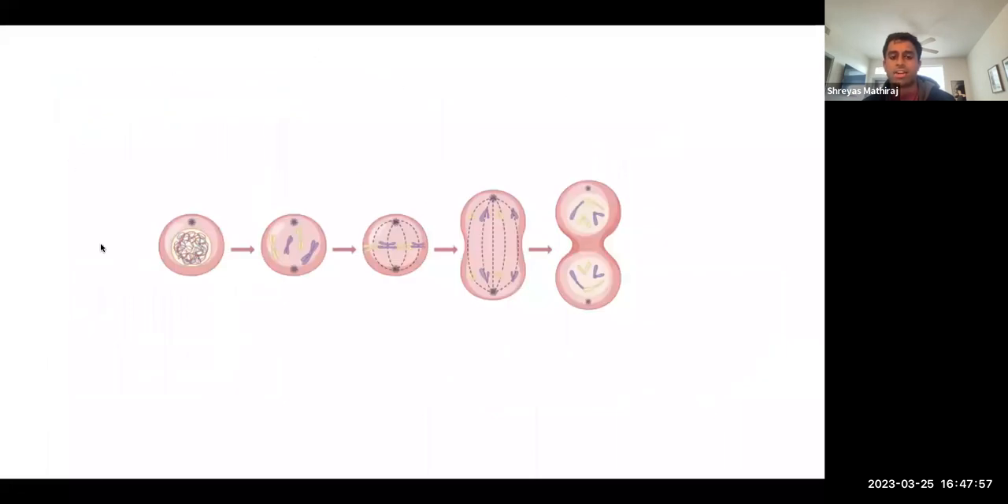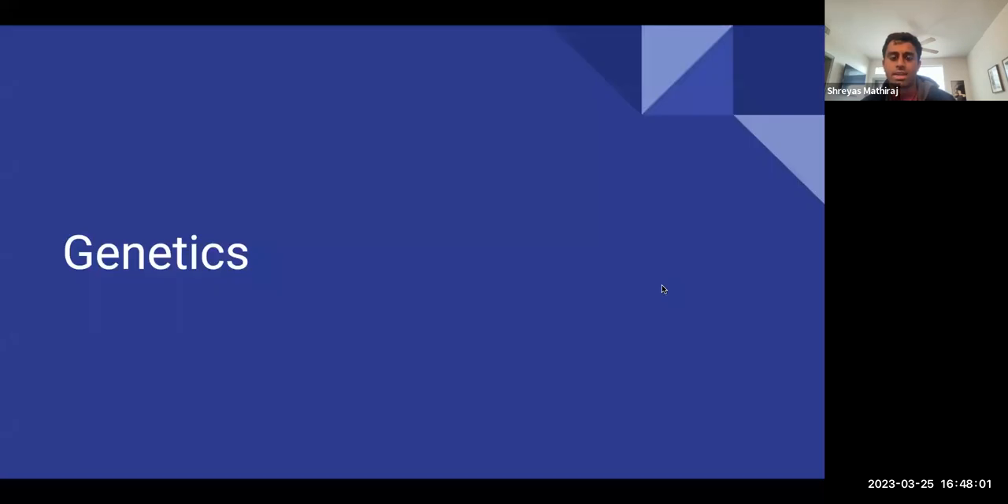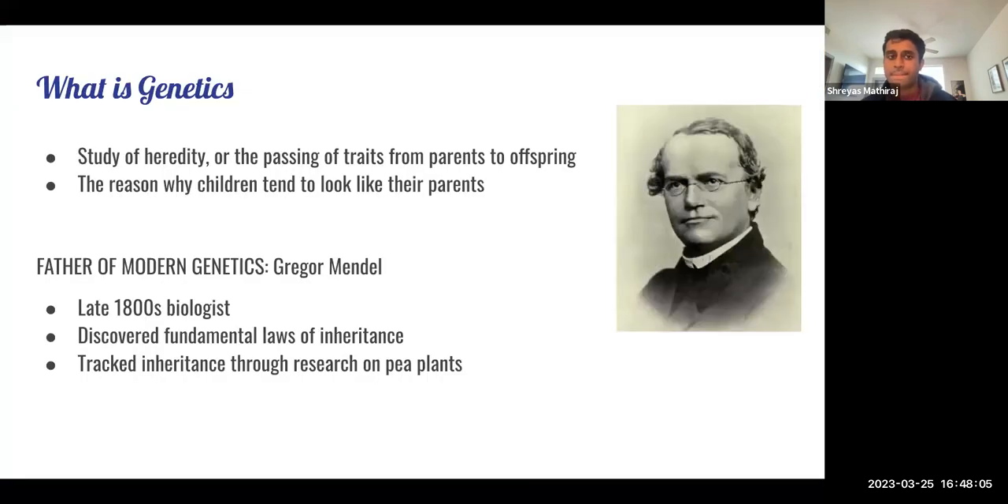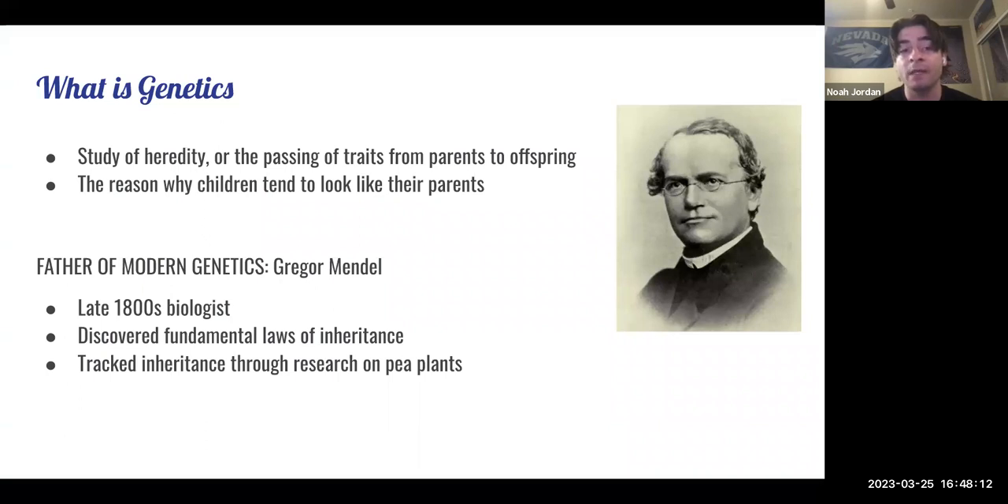And then this is a diagram that highlights all of the stages of cell division. And then finally, we will now cover genetics as our last topic in this video. So what is genetics? Genetics is the study of heredity, or the passing of traits from parents to offspring. And this is the reason why children tend to look like their parents, because their traits are getting passed down.